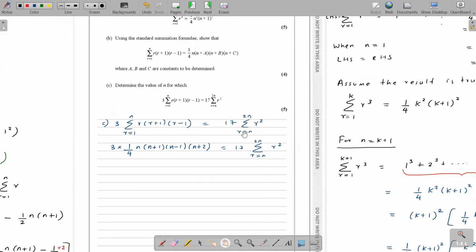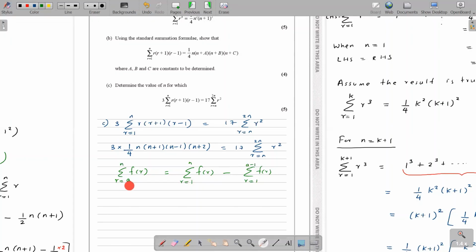So then if you have n to 2n, what's the formula we use? We have the equation that you learned in F1. If you have the summation of f of r from r equals a to n, this is equal to the summation of f of r from r equals 1 to n minus the summation of f of r from r equals 1 to a minus 1. Are you aware of this rule?